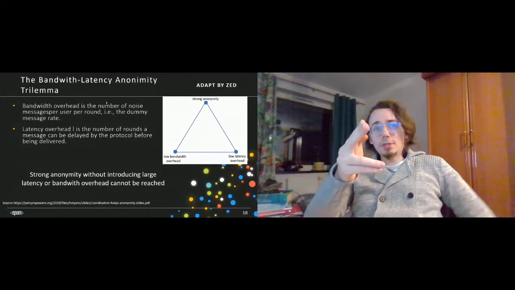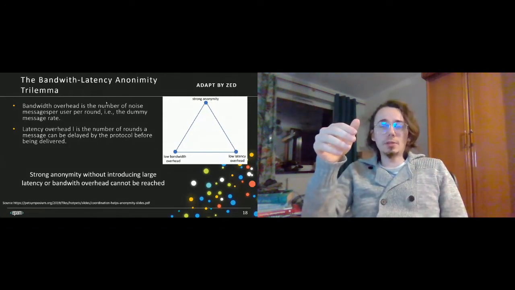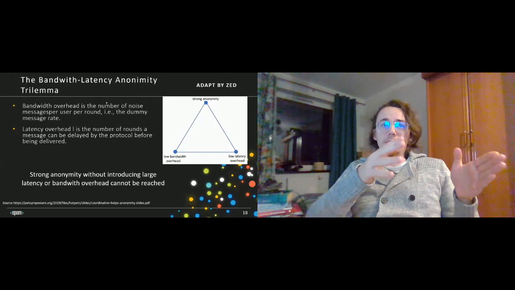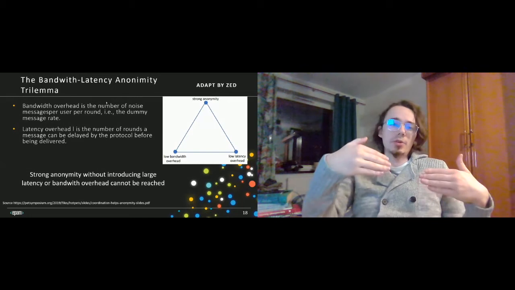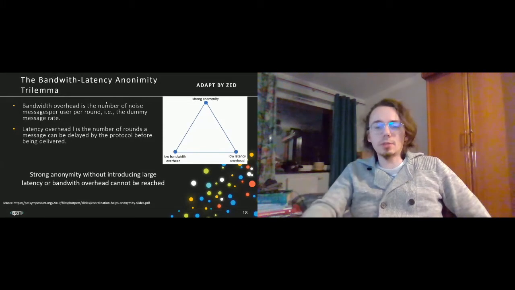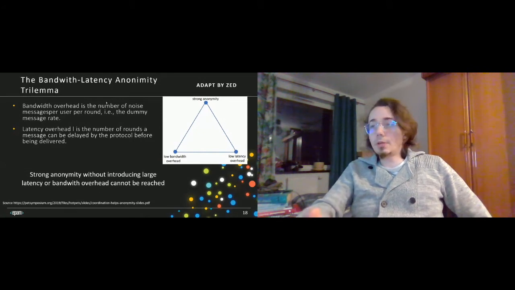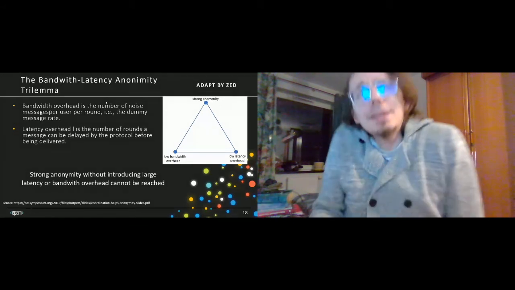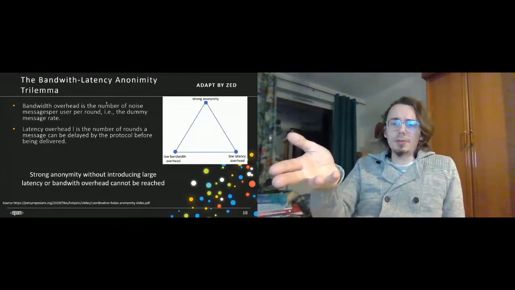And bandwidth overhead is the amount of noise that you create so that you might be anonymous. Latency overhead is the number of rounds that your message is delayed and relayed, so that you might hide in the relay that is constructed for you. And yeah, strong anonymity without large latency or bandwidth overhead cannot be reached. There are some scientific papers about it.